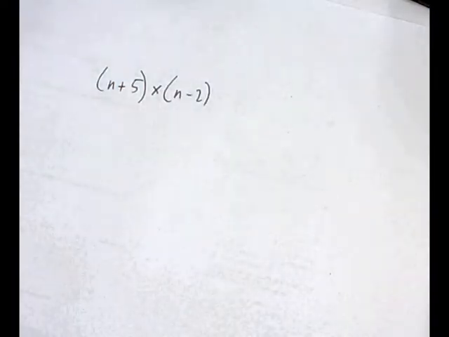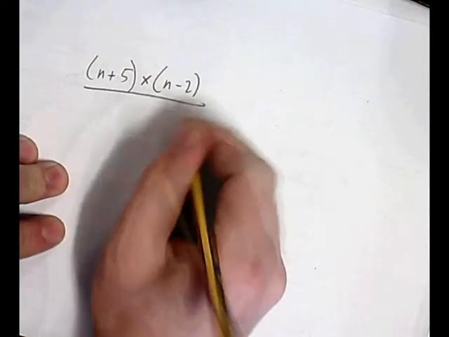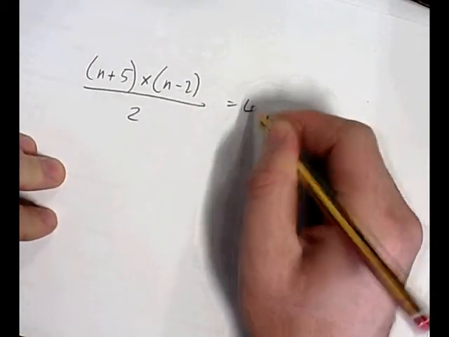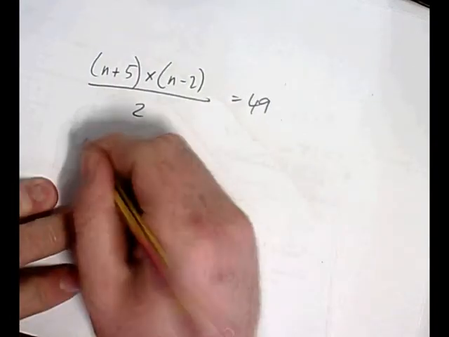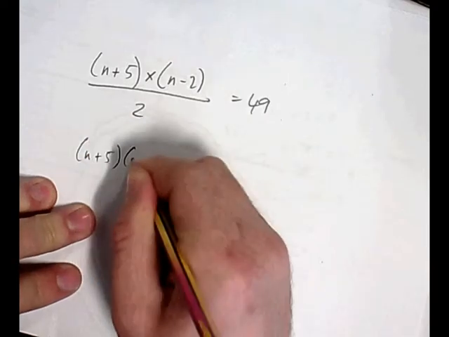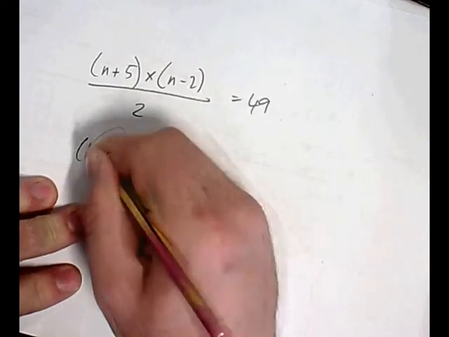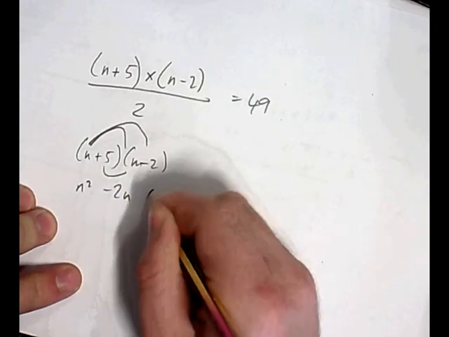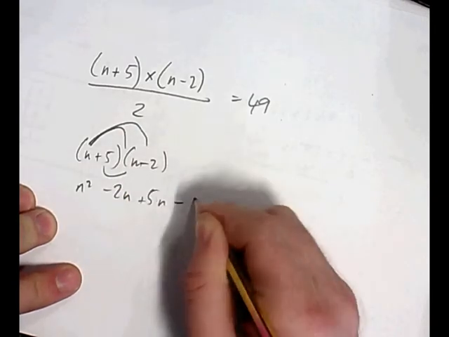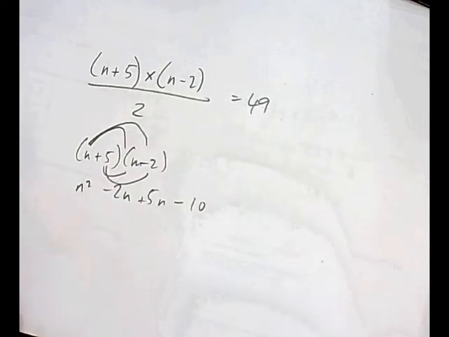Fantastic. And then we're going to divide all that by 2, and it's going to equal 49. And that represents the area we're looking for. Okay? Right then. So, we're going to multiply these brackets out. n squared minus 2n, 5n, and minus 10. Obviously I'm just going to do a quick claw, but you should understand that.